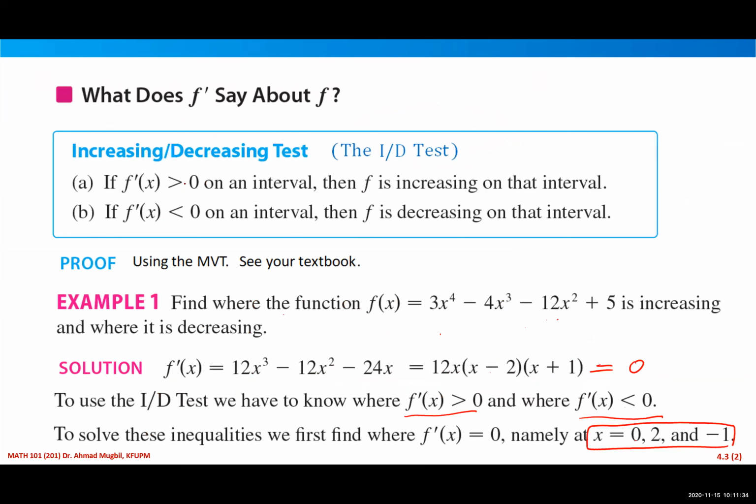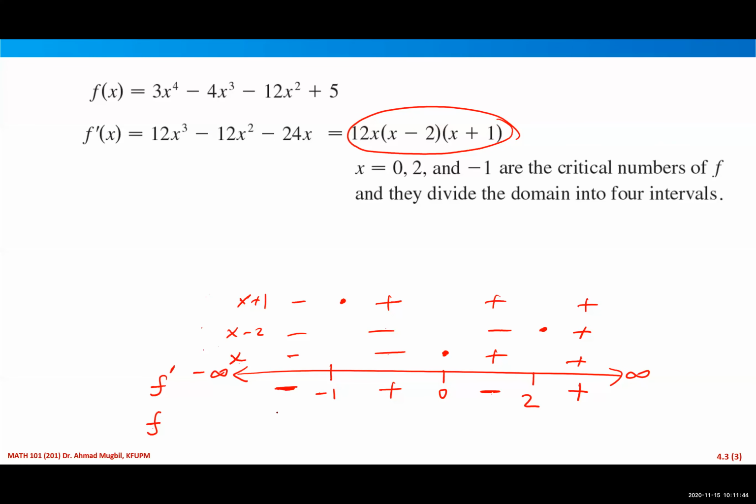According to the test, if the derivative is negative, the function is what? Decreasing. And if the derivative is positive, the function itself is increasing. So this means that the function here is decreasing. So we will do it like this. This means decreasing. And here it is what? Increasing between -1 and 0.